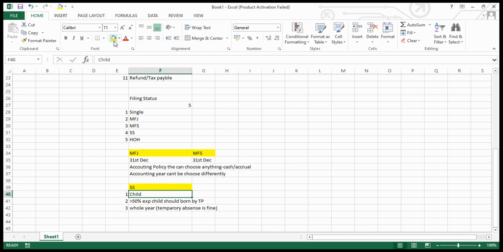Okay, now I'm going to define child. So, who is the child? We will call it under surviving spouse. The child can be biological, step child, or adopted. But what is not included is the foster child.